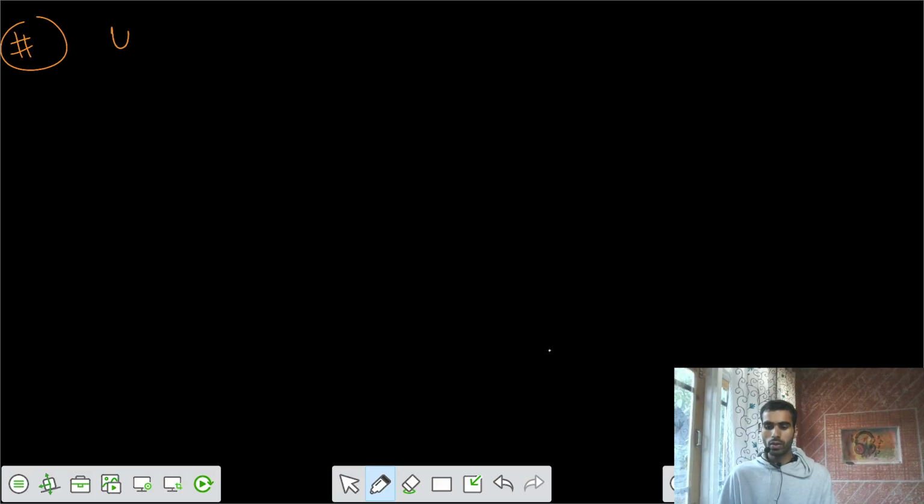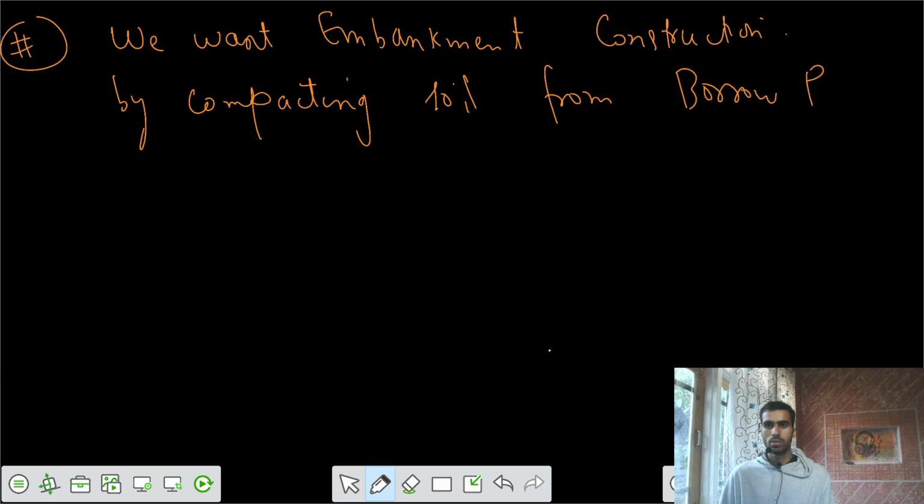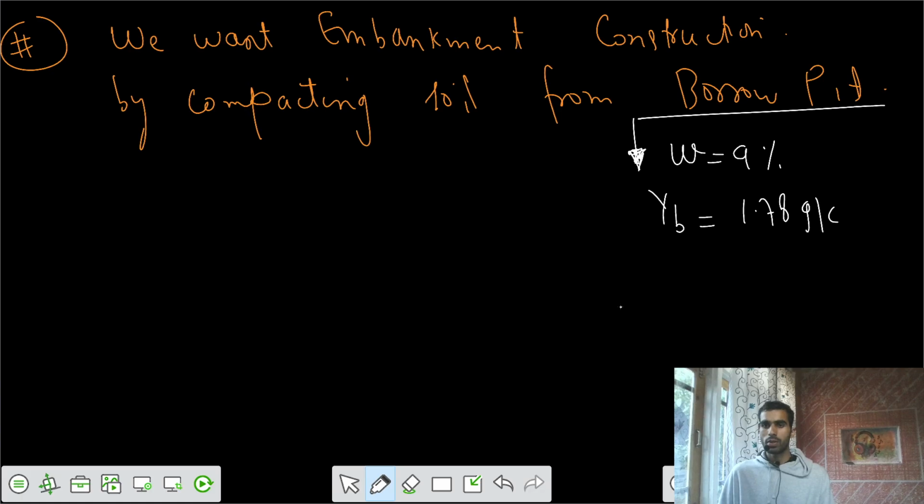So we want to construct an embankment. We want embankment construction by compacting soil from a borrow pit. What is the natural condition of the borrow pit soil? At the natural condition, we have a water content of 9% in the soil, and the bulk density of the soil is 1.78 grams per cc.